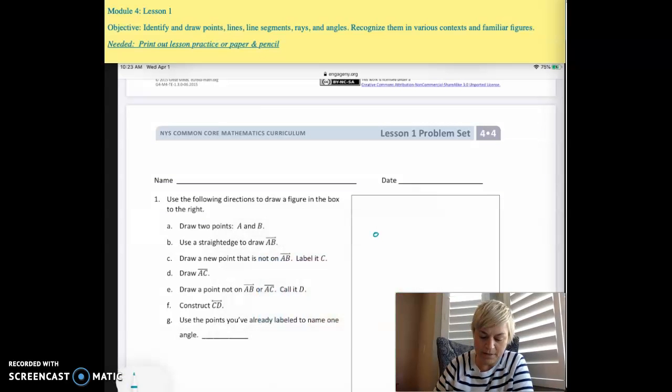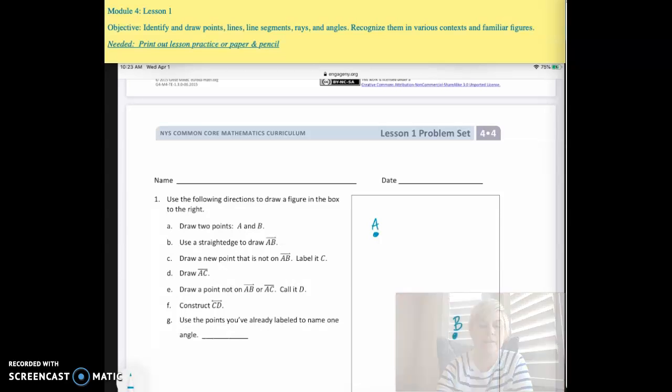Draw 2 points, A and B. Does it tell us where to put them? Nope, so we can just choose where we want to put them. There's our points A and B.